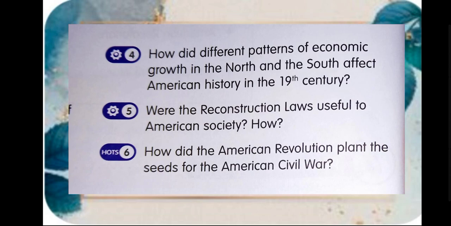Now come to question number 4. How did different patterns of economic growth in North and South affect American history in the 19th century? Several times we have discussed that North was industrialized, South was dependent on agriculture and plantations, where slaves were needed as laborers. Therefore, they had different views on the issue of slavery, which eventually led to the American Civil War. And this changed the history. It means slavery was abolished from America.